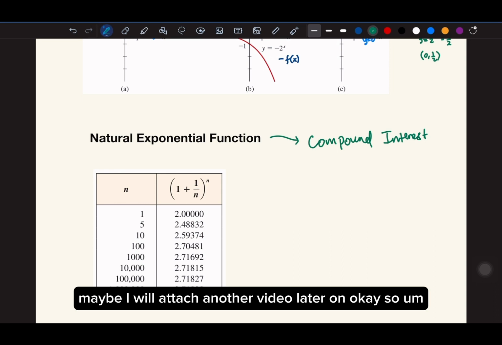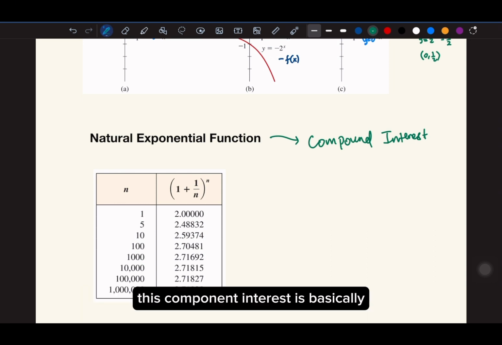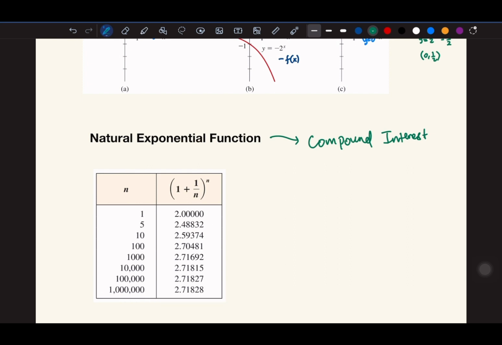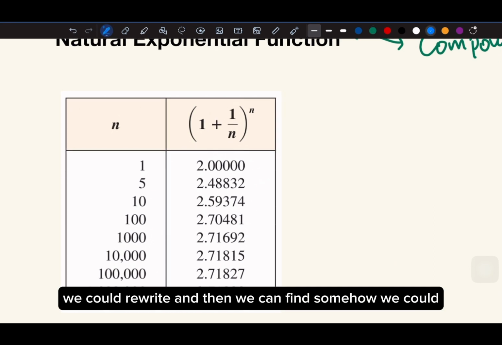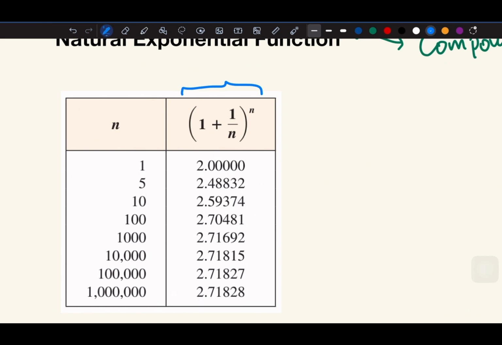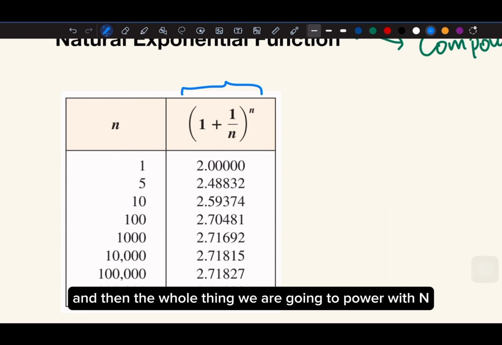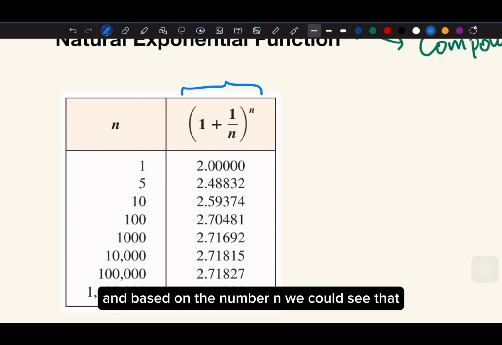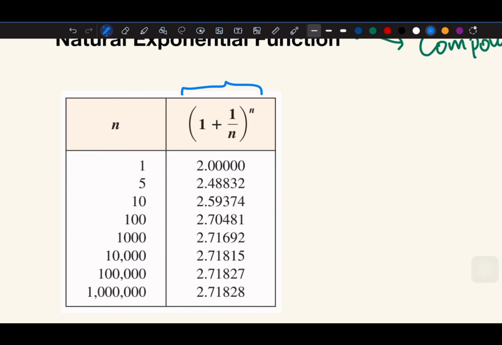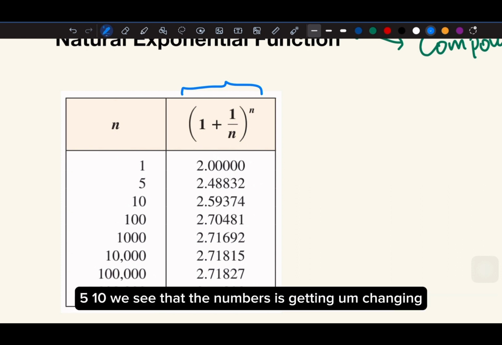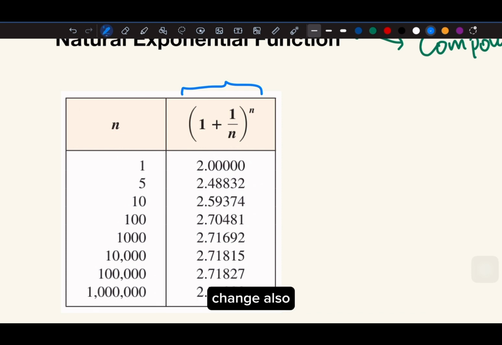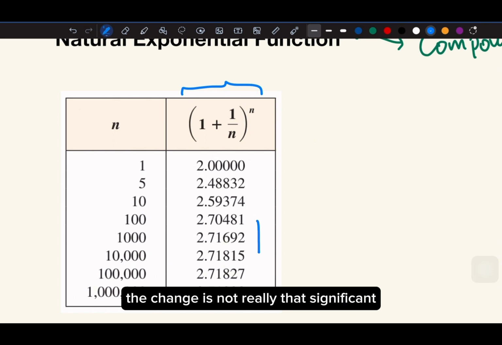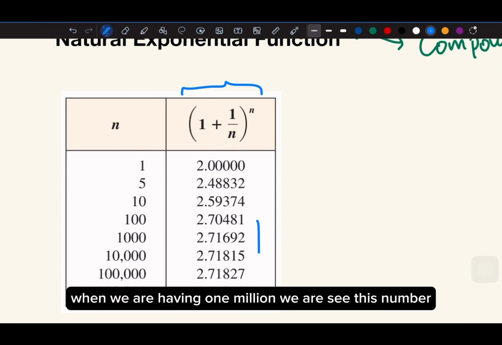Okay. So this compound interest is basically, we could rewrite it and then find this expression. We have this formula, 1 plus 1 over n, and then the whole thing we raise to the power of n. Based on the number n, from n = 1, 5, 10, the numbers are changing. But from 100, 1000, 10,000, the change is not really that significant. It seems a little bit negligible. So when we have 1 million, we see this number.